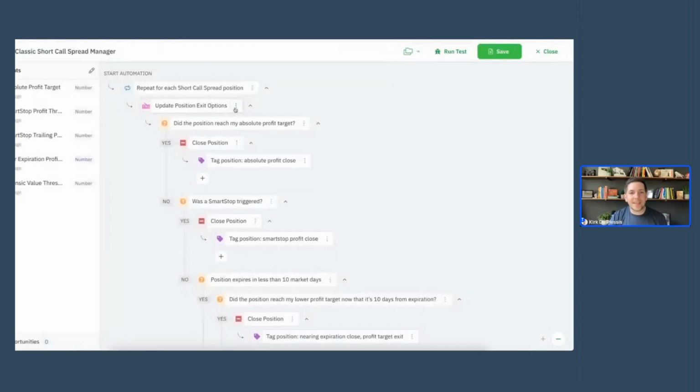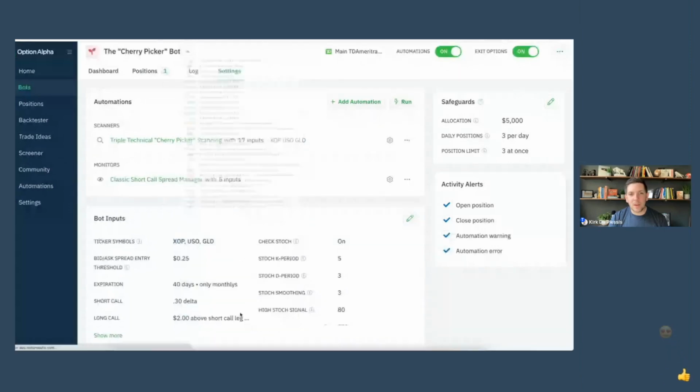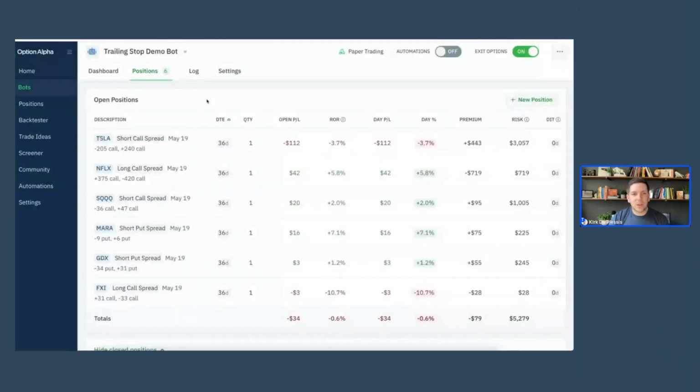I'm going to take these out because I don't want to mess with my position after I start running this thing. Let me go back here to the trailing stop demo. Any other positions get triggered? No? Okay, good. Let's try to trigger some of these.